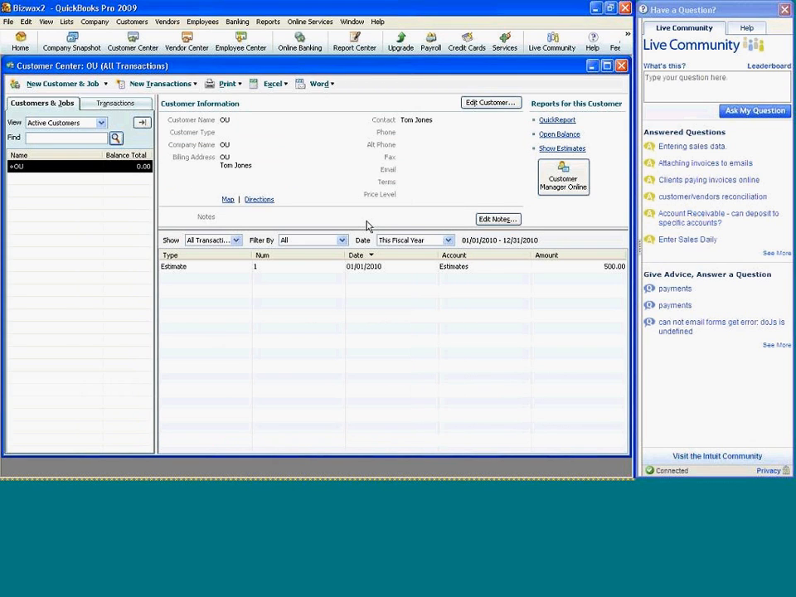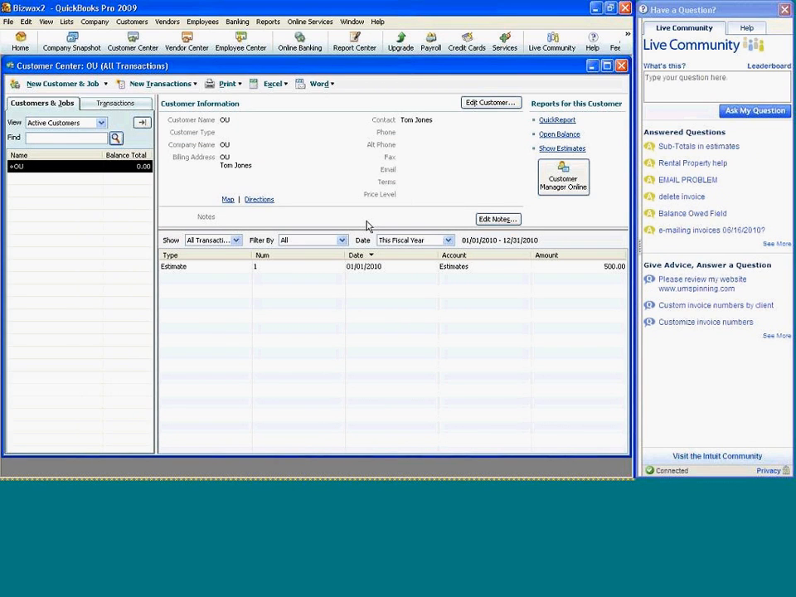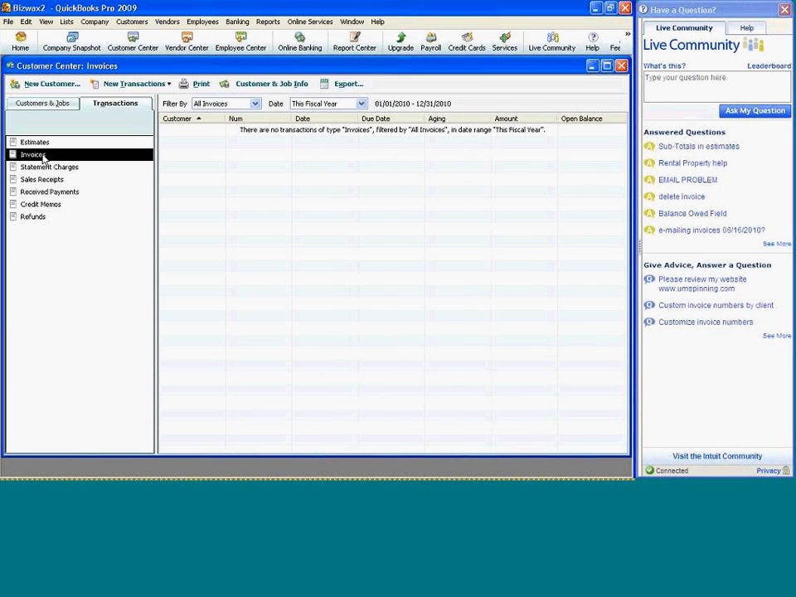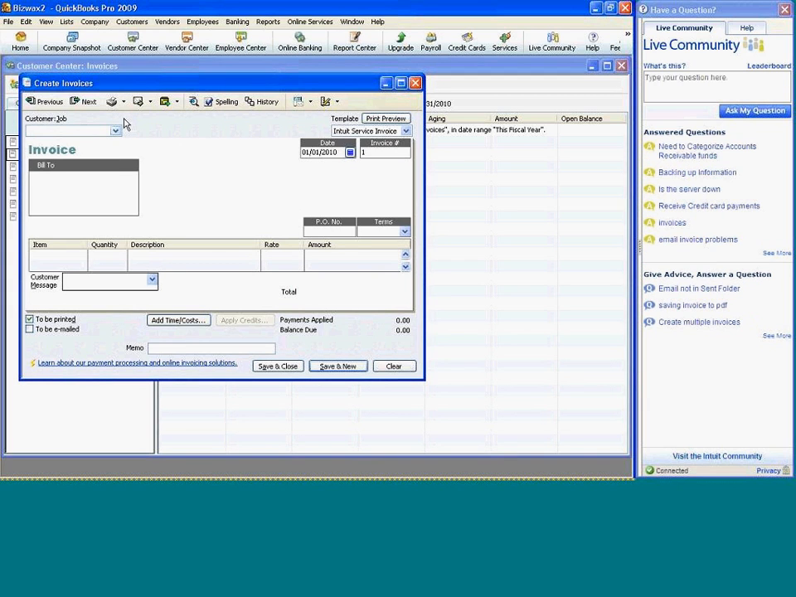Okay, so we have an estimate. And again, as I said, I wrote down for PayPal next time. Okay, now we'll have the transaction. We'll say that we actually did some work based on an estimate. Now we write an invoice. And the customer job is the OU.